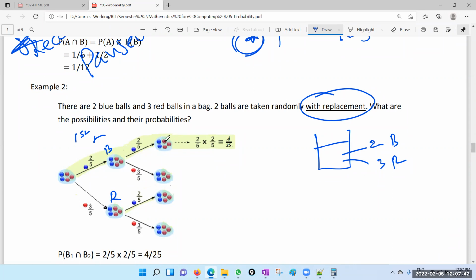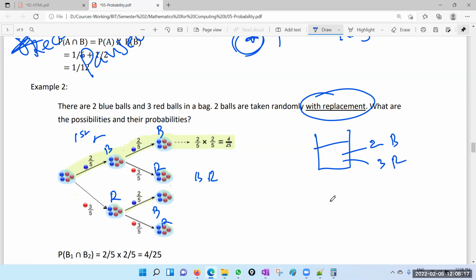Then again, next ball. It can be blue. It can be red. Those are independent. Again, 2 divided by 5, 3 divided by 5, because once you replace it, it is in the initial state. So then you can calculate the probability of getting blue and blue, blue and red. Blue, red, that is 2 divided by 5 into 3 divided by 5 because they are independent. Then red, blue and red, red. Then they can ask so many questions.